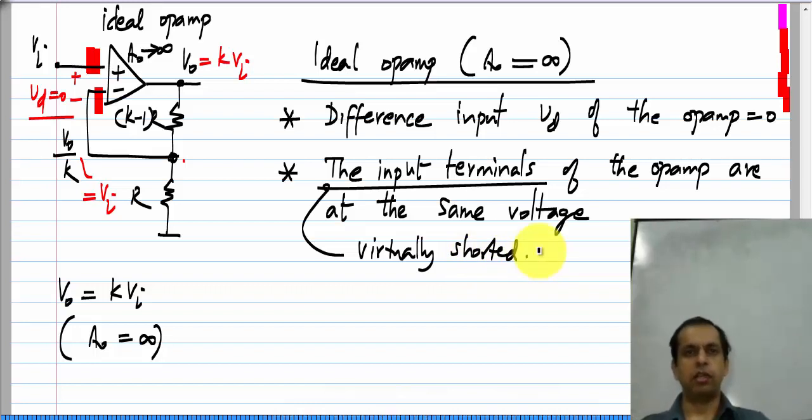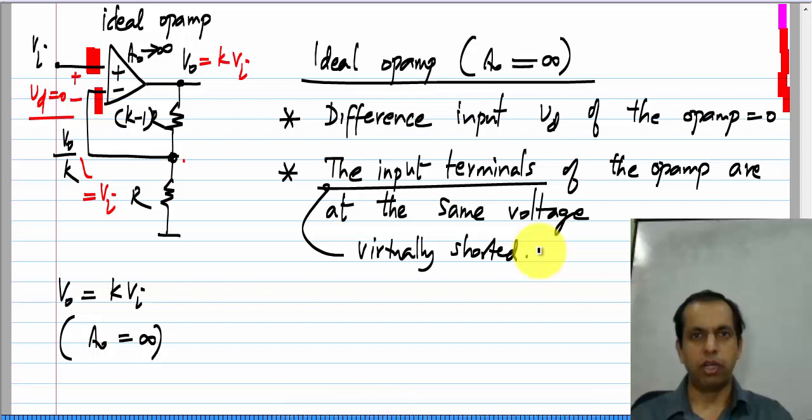You may see this description in various forms. Sometimes you say that the two inputs of the op amp are at the same voltage, or that they are virtually shorted, and sometimes it is also called the virtual short at the input of the op amp, and so on. They all mean the same thing. What it means is that the two input terminals of the op amp have the same voltage, so that their difference is 0, and this happens only when A naught equals infinity, and it happens because of negative feedback. Because they have the same voltage but are not actually shorted to each other, they are called being virtually shorted to each other.